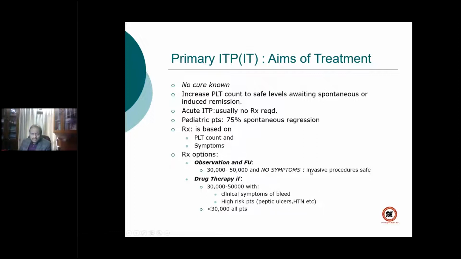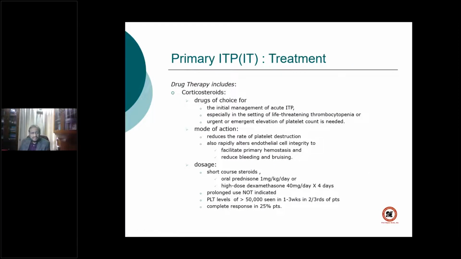Remember, no symptom: invasive procedure safe, no treatment required, observation and follow-up. But 30 to 50,000 with symptoms, or 30 to 50,000 in a high-risk patient, like for example a patient with hypertension, or less than 30,000 count. So this is a very important group where you would require treatment. And what is the treatment which you would assign to this patient?